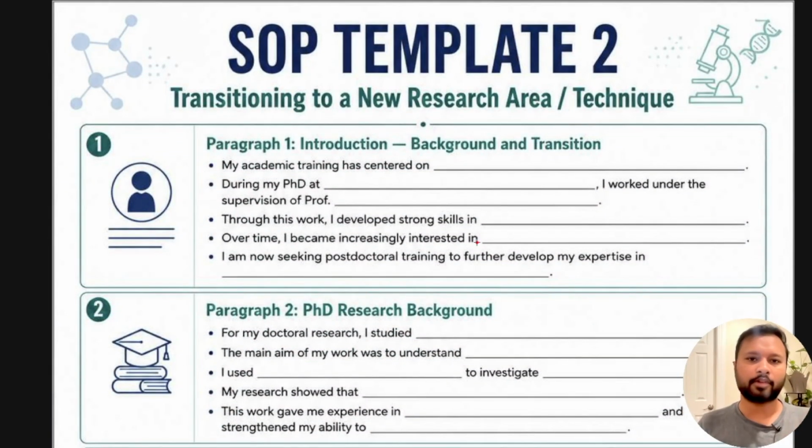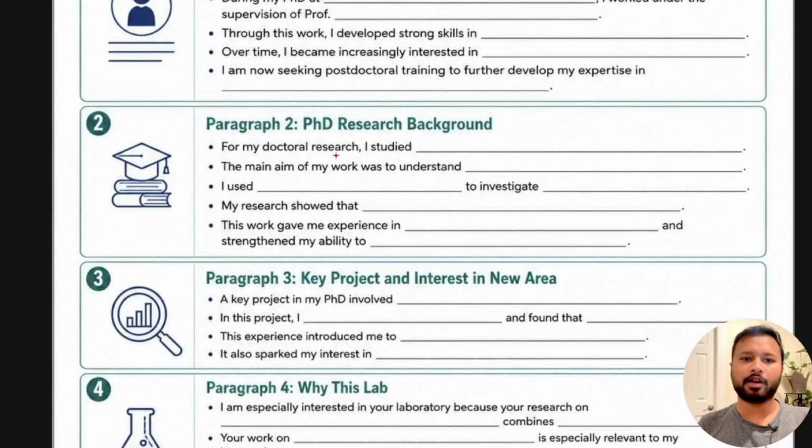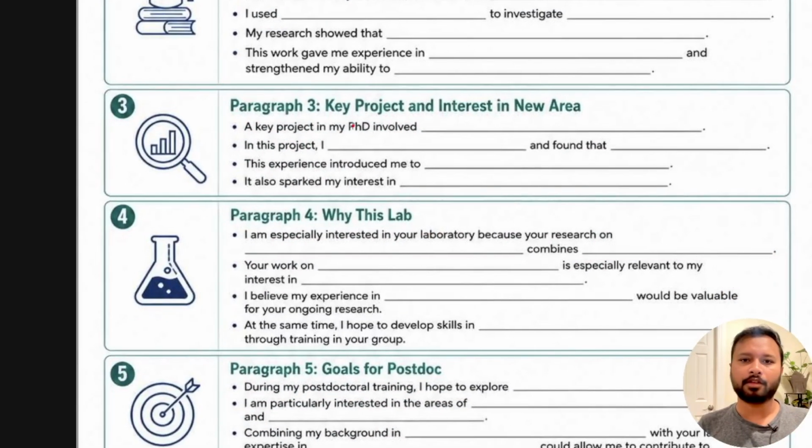So let's talk about a second template, where we talk about transitioning to a new research area. If you are someone who is making a transition from one area to another, the first paragraph will be similar. You are introducing your background, transition, and other things. The second paragraph, where you tell about your PhD research background, can also be similar. Now here comes the most important paragraph, where you talk about your key project and the interest in the new area.